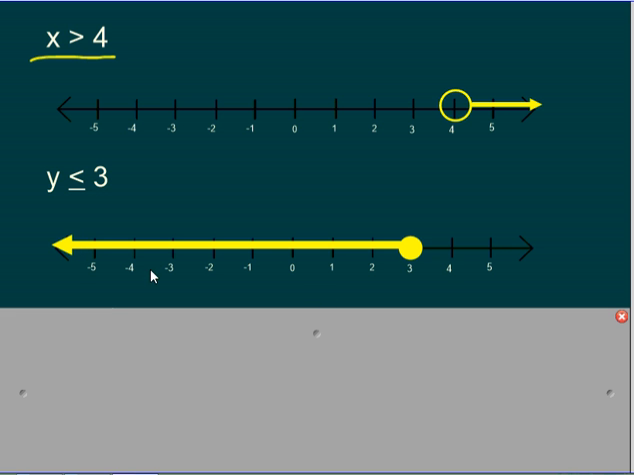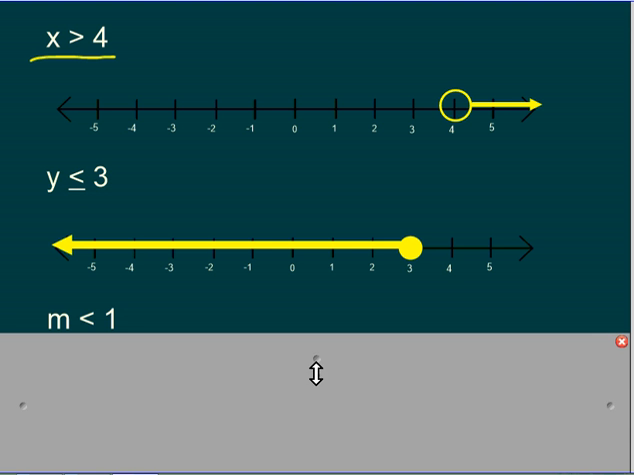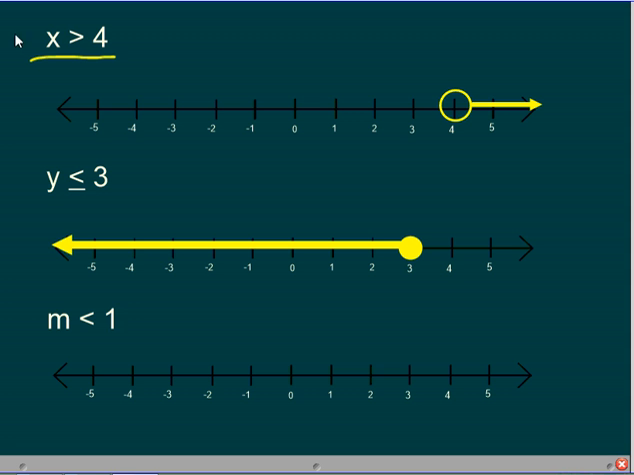And once again, see all of these numbers in the yellow area? -2, -3, -4. If I plug any of those in here, for example, -2, -2 is less than or equal to 3. Yeah, it's true. I can also put this 3 in there. Is 3 less than or equal to 3? Yeah, it is.